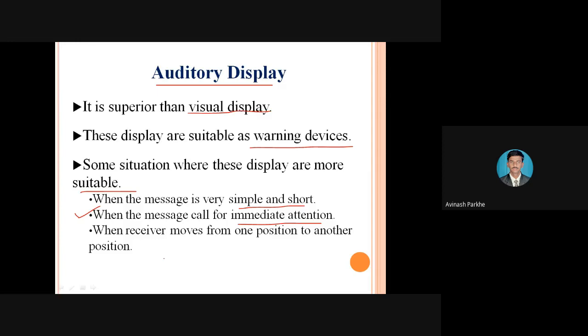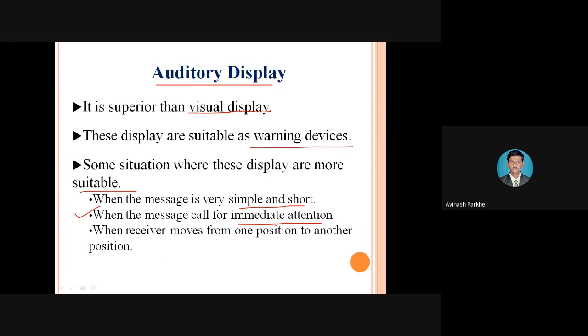Otherwise, if I want output in the form of quantity, at that time I have to use a visual display, in which I have to go for either the quantitative display or the qualitative display. Otherwise, this auditory display is very superior, but it is suitable where I have to give a short, simple message, if I have to give immediate attention, if I have to find the position of a particular worker. In such conditions only these auditory displays are very useful. And you know the benefit of this auditory display, as per our central PA system, how that central PA system plays a very important role in order to give information anytime within a short period.